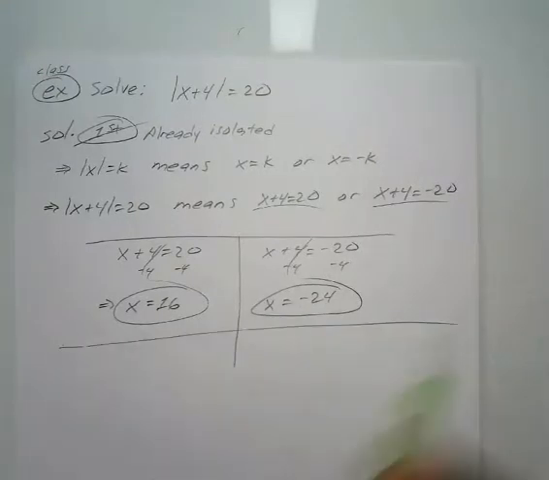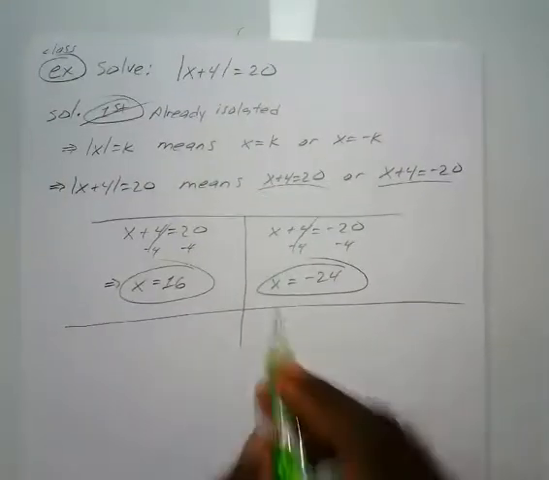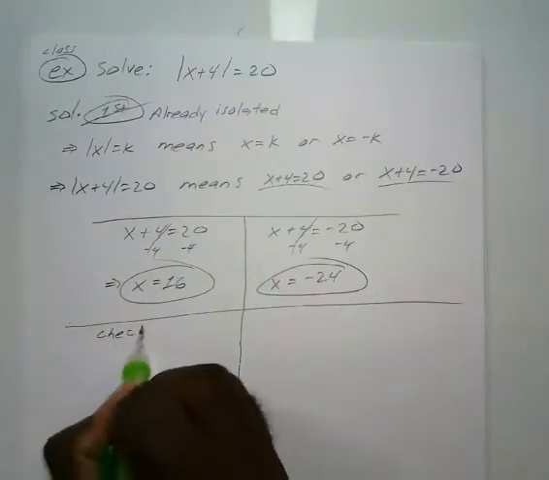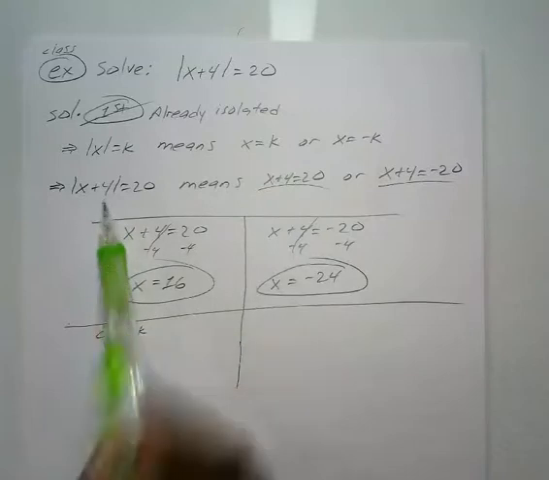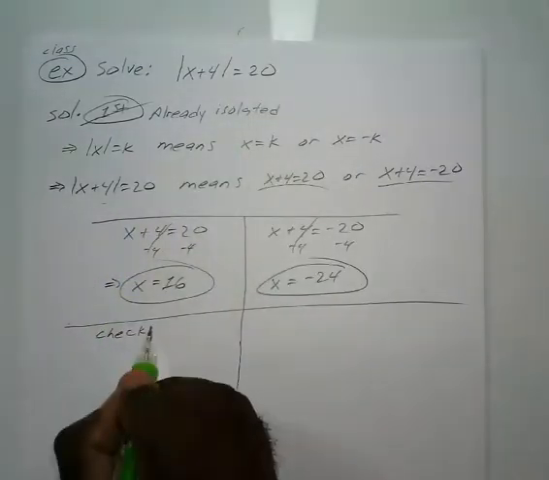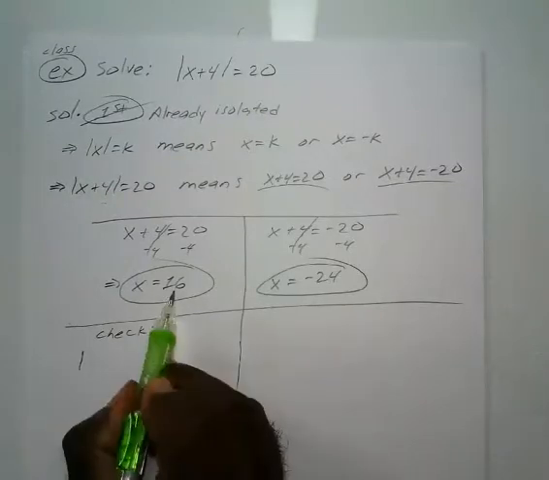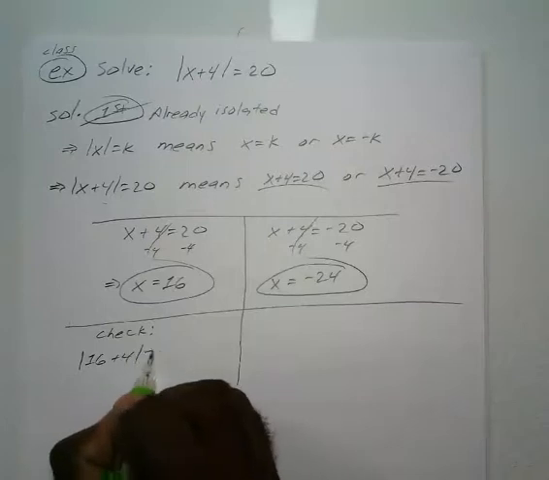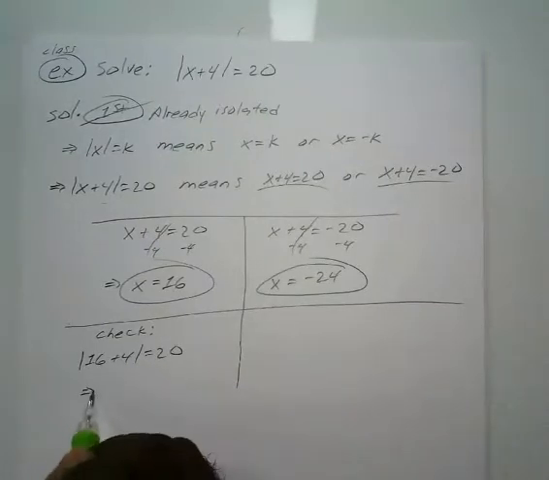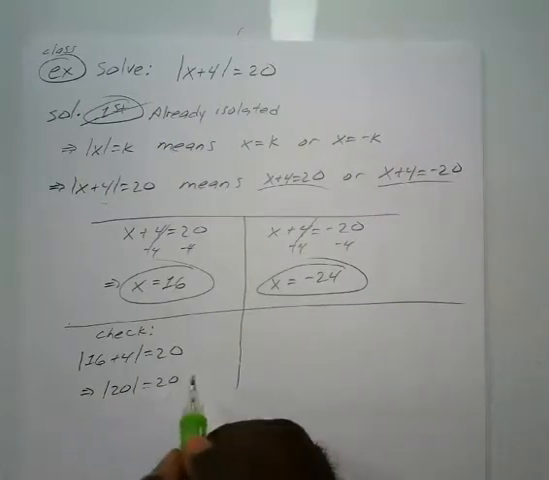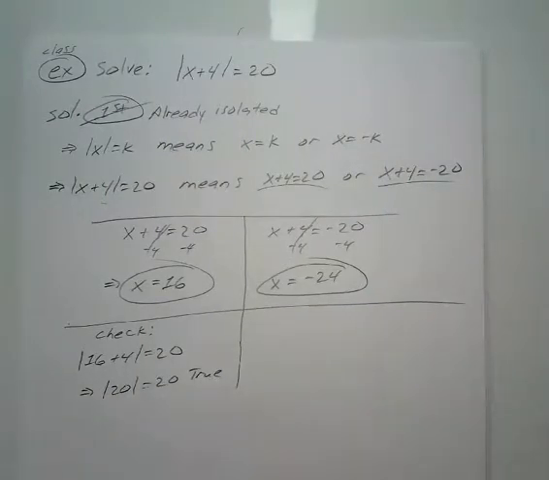Okay, so once again, you don't have to check, but we're going to go ahead and do a quick check. For x equals 16, we're just going to plug it into our original equation, this one or this one, same thing. So absolute value of 16 plus 4 instead of x plus 4. 16 plus 4 equals 20. So that shows absolute value of 16 plus 4, which is 20, equals 20, which is true. Okay, so we know this one's good.